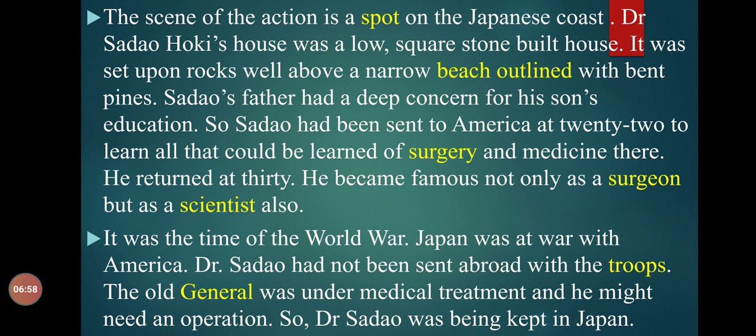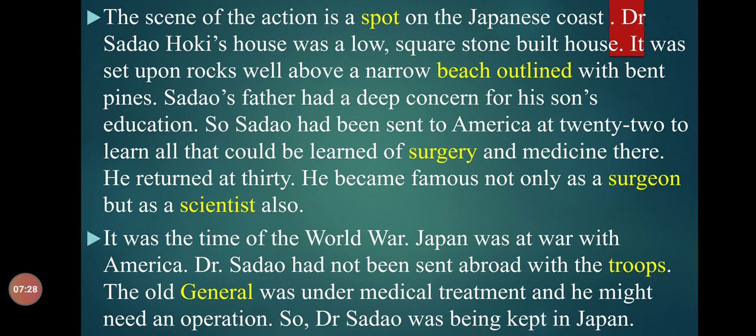The first one is spot, which means a particular place. Second difficult word is beach, an area of sand. Next comes outlined, which means mark the outer edge. Fourth difficult word is surgery, the treatment of injuries or disorders. Then comes surgeon, a medical practitioner qualified to practice surgery.